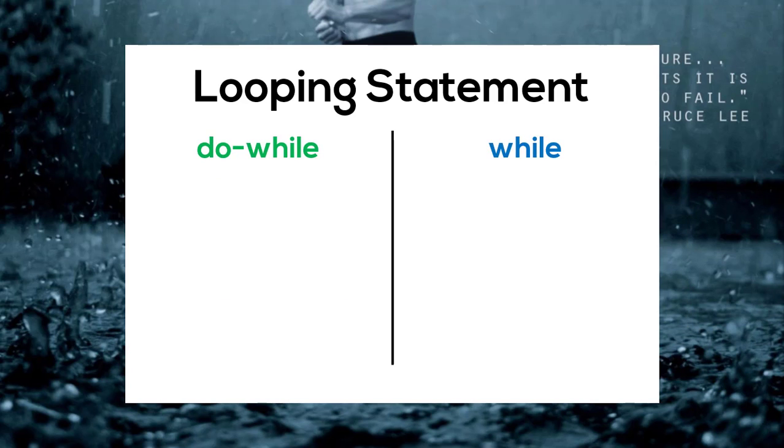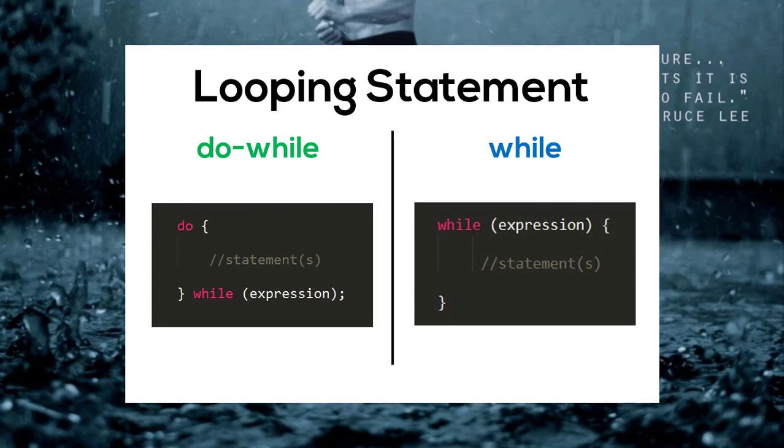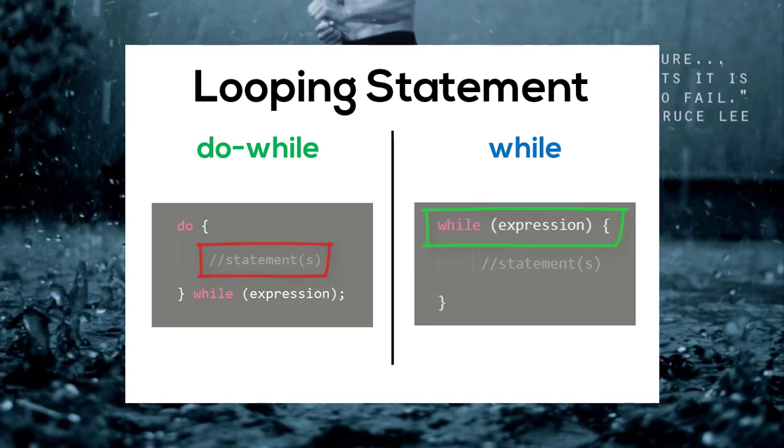Now the difference between do while and while statements is that the do while statement evaluates its expression at the bottom of the loop instead of the top, which means the statements within the do block will always be executed at least once. Alright, let's take a look at this example.